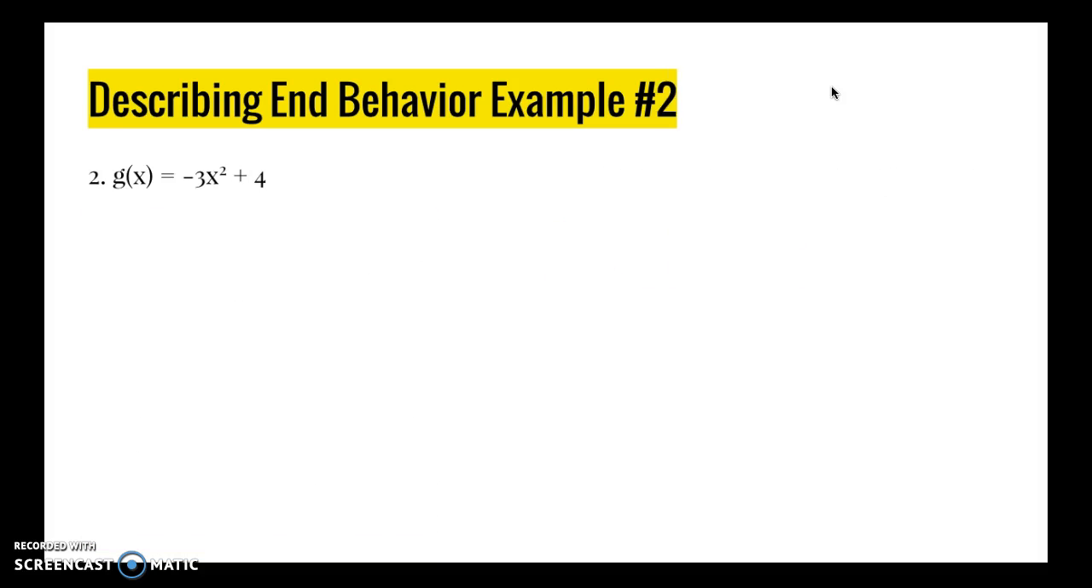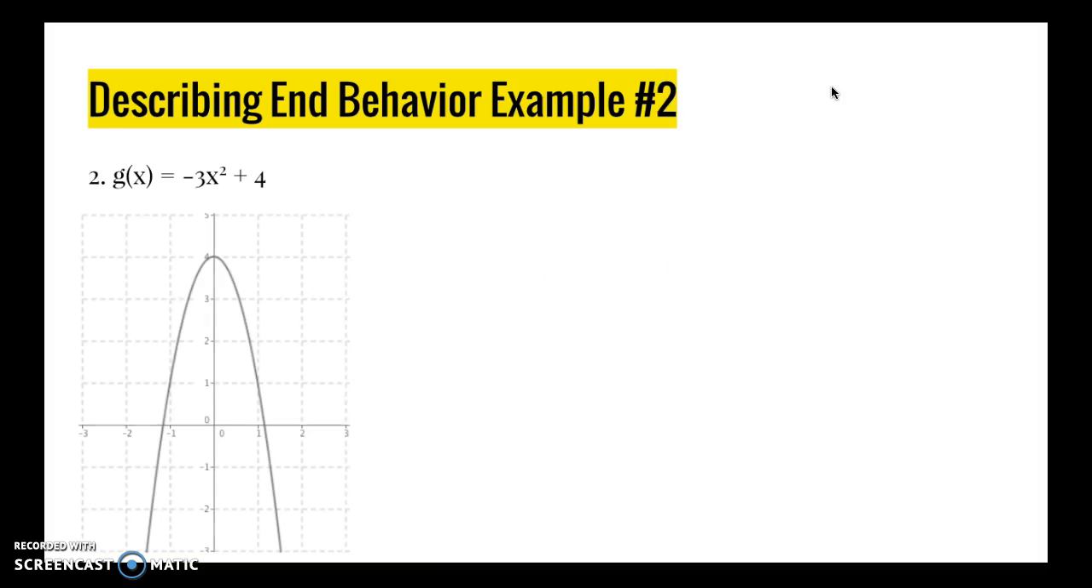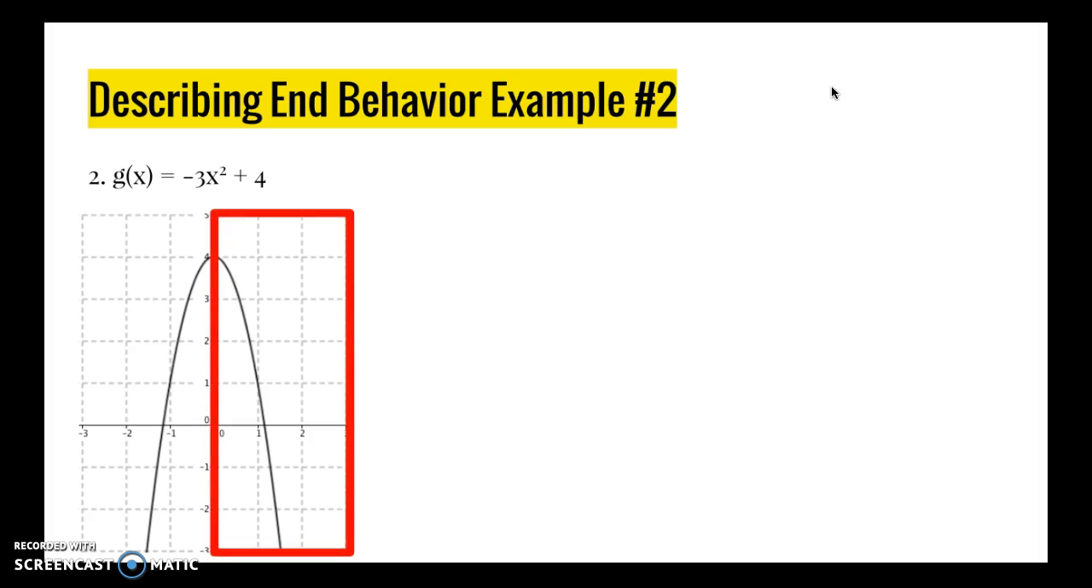So let's try it again. Our next function is g of x equals negative 3x squared plus 4. And as x approaches positive infinity, y approaches. See what you can do to fill in. You can use the same number or use something different. I'm going to use 20 again.